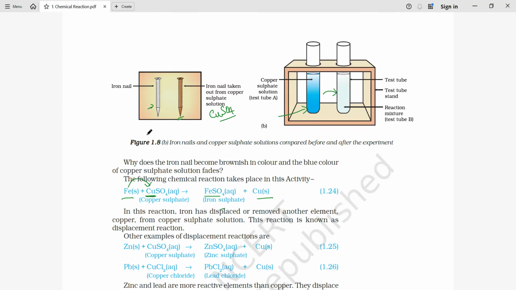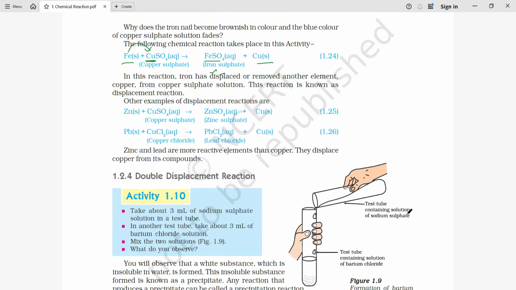So here the color of the iron nail has changed. Okay, and the solution now becomes iron sulfate. On the nail, formation of copper takes place, so the color has changed, it becomes a little brown. So here iron displaces or removes the other element from the copper sulfate solution. So that's why this reaction is given the name displacement reaction.